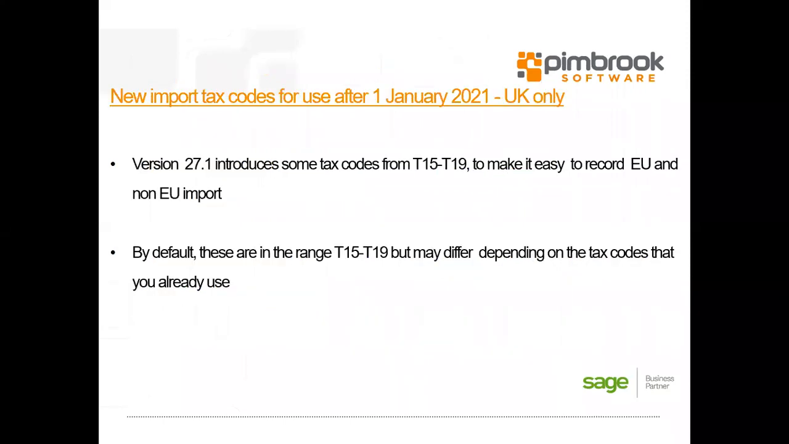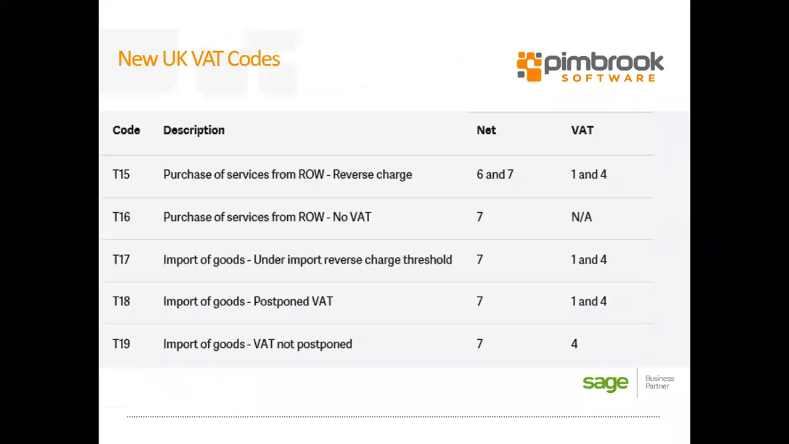Now, like I said before, it's important that you correct your regional settings before opening your data. Once you install this version, the system will automatically create 5 new codes if your region is set to United Kingdom. So version 27 introduces 5 new codes. They will go from T15 to T19. And this again is to record transactions to EU and non-EU countries. So by default, it should go from T15 to T19, and that's what these codes will look like.